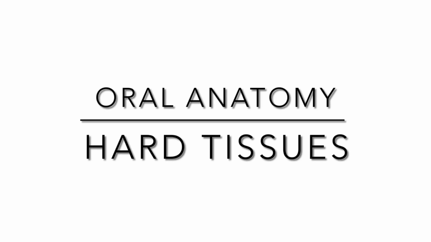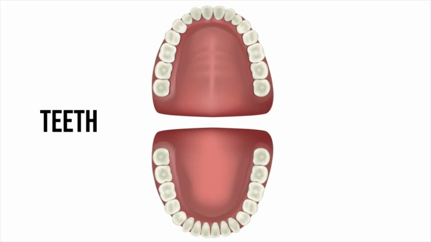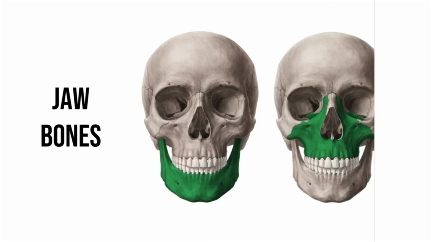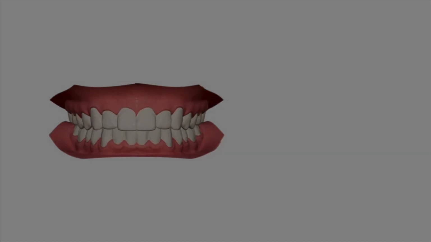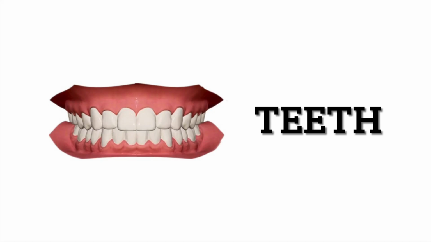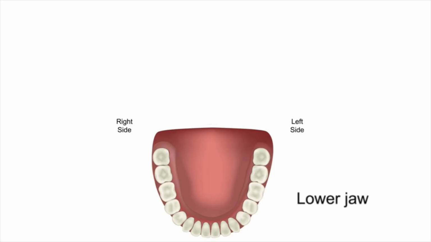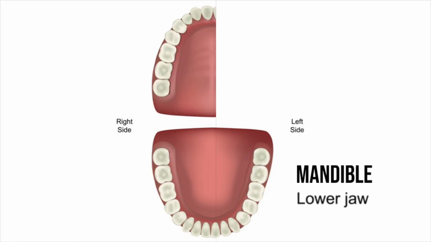Welcome to Oral Anatomy Hard Tissues. The hard tissues of the oral cavity consist of the teeth and the jawbones. First, let's take a look at the teeth. The mouth can be divided into the mandibular arch and the maxillary arch.